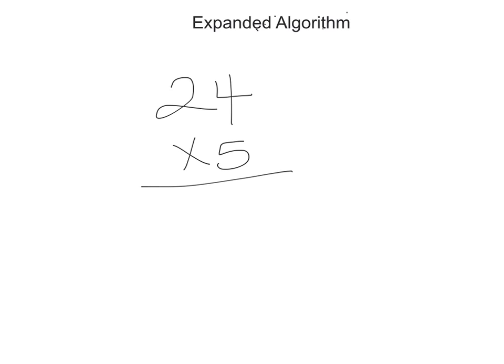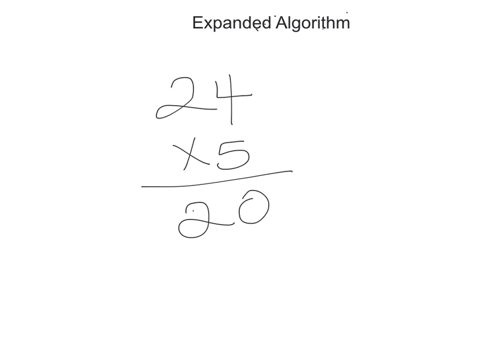Our next strategy that we learned to use was called the expanded algorithm. And we set it up like it is here. So we have 24 times 5. With this, step 1 is we always start by multiplying the digits in the ones. And we have 5 times 4, and that is 20. So with the expanded algorithm, we write it down here.